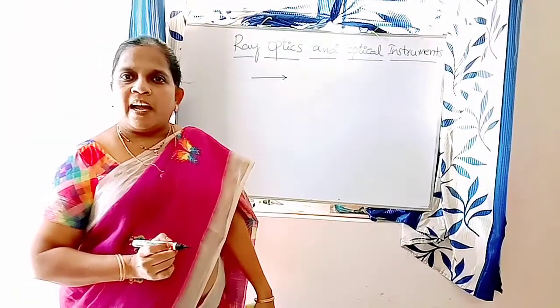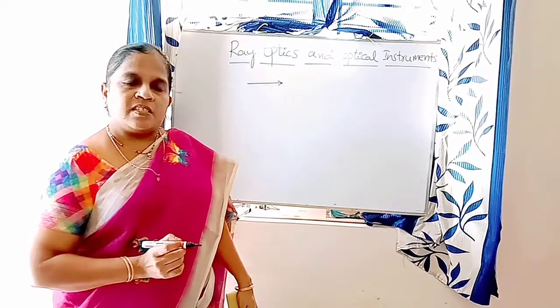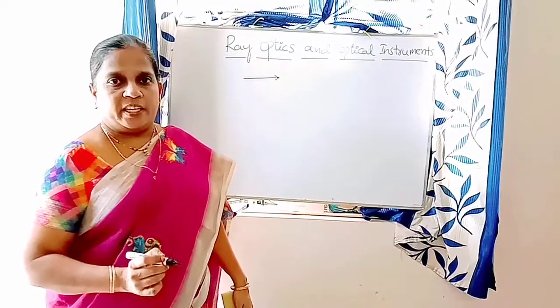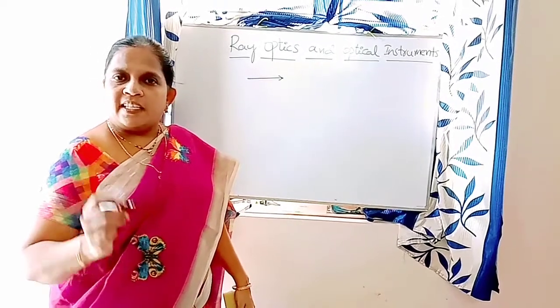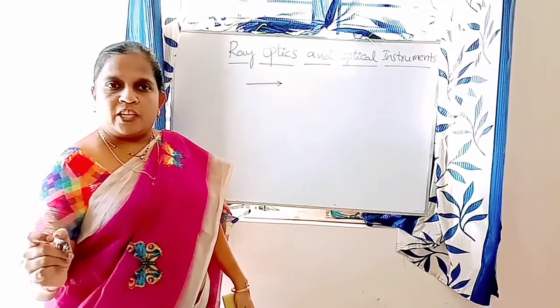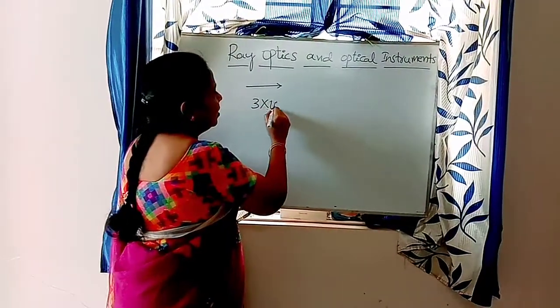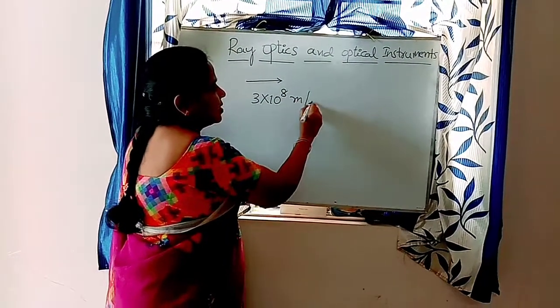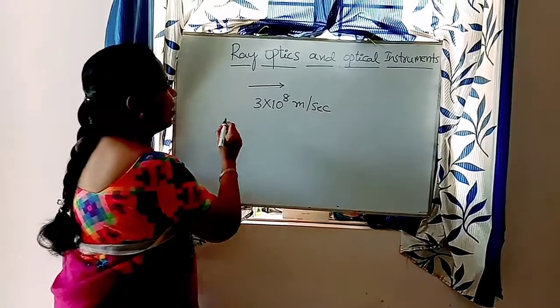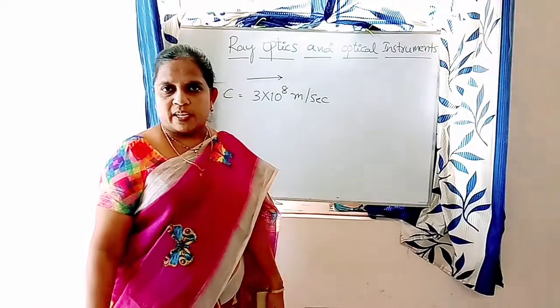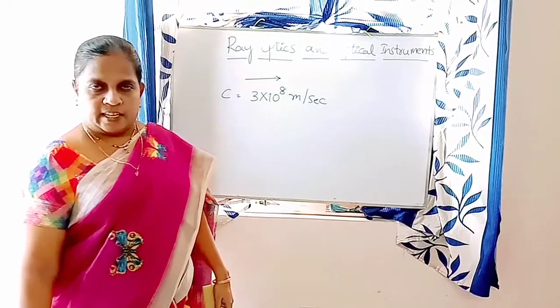Light also travels in vacuum, and it does not need any medium. Light travels in vacuum with a speed of 3 into 10 power 8 meter per second. The speed of light in vacuum, c, is equal to 3 into 10 power 8 meter per second.